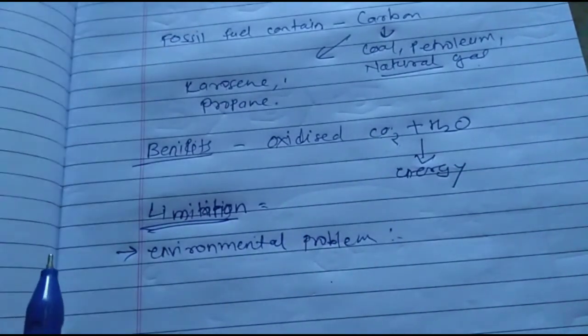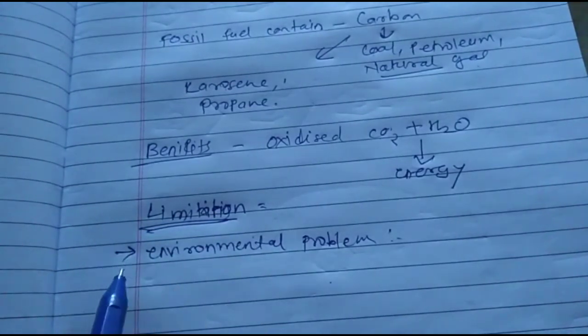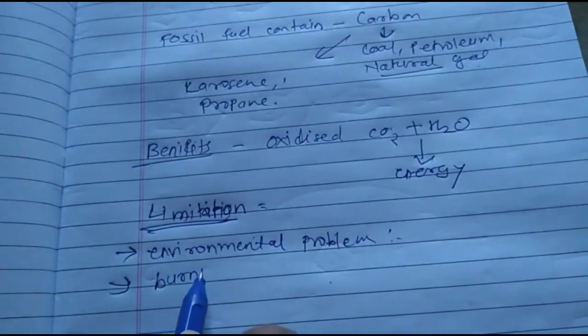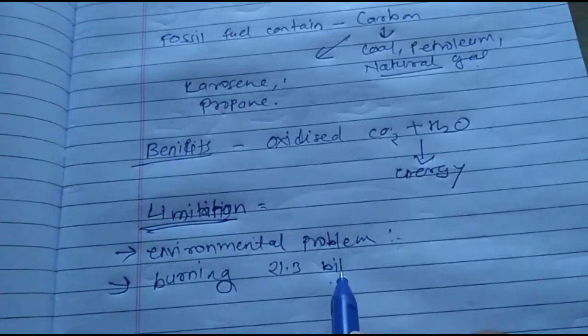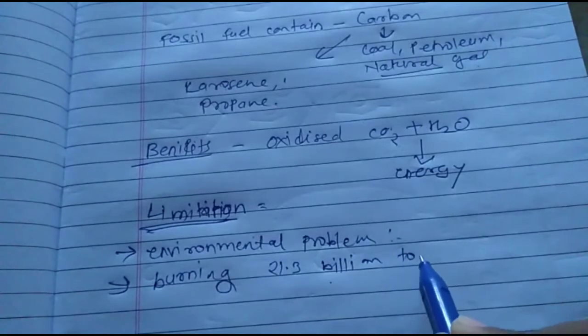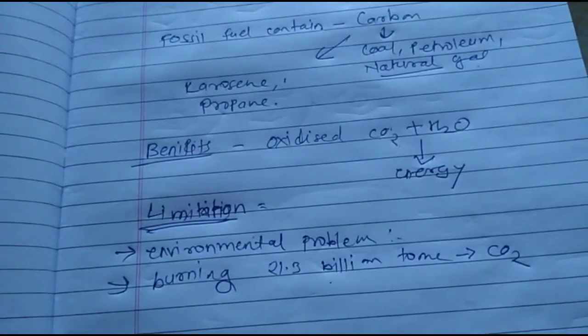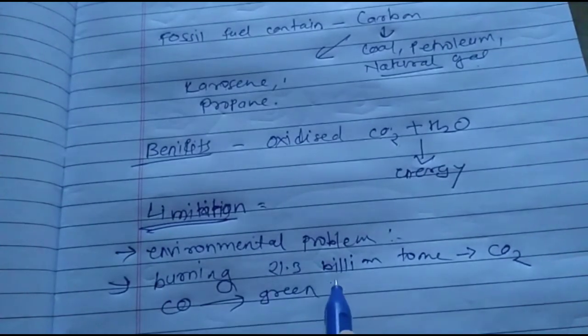Next, the burning of fossil fuel produces 21.3 billion tons of CO2, carbon dioxide, per year. The carbon dioxide is one of the greenhouse gases. This carbon dioxide is a greenhouse gas.